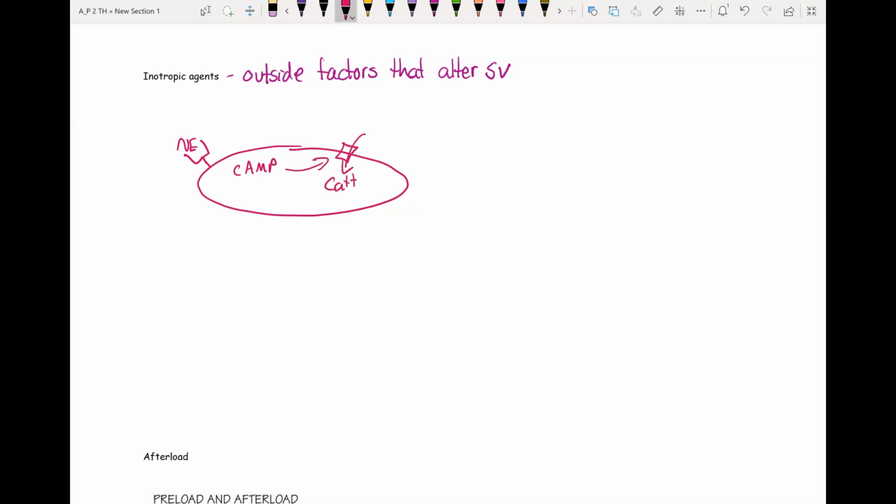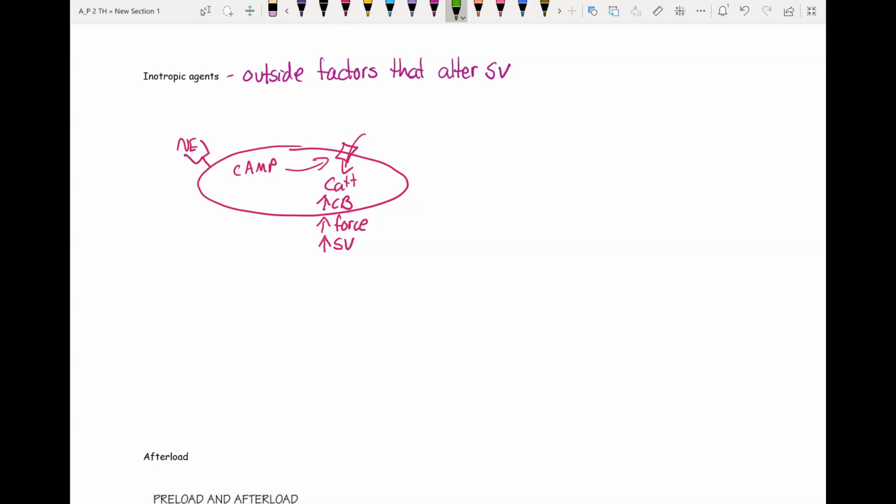But now here's the part where we differ from the nodal cell. That extra calcium gives you more cross bridges. Remember, more calcium coming in binds to troponin to move tropomyosin and get more cross bridges. And more cross bridges means more force, and more force means more stroke volume.